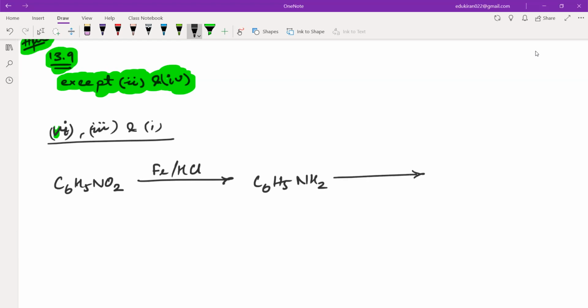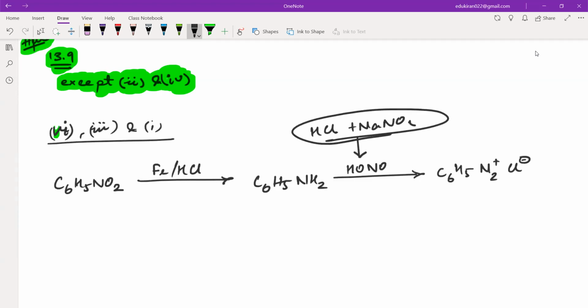HNO2. So if you remember HNO2, it is ONO. HNO2 is what? ONO. So when we react ONO, what we get? We get benzene diazonium salt. So you will get C6H5N2+ Cl−. Please remember this ONO, it is coming from HCl plus NaNO2 na. So ये याद रखिएगा. That is why this Cl is coming from that HCl.